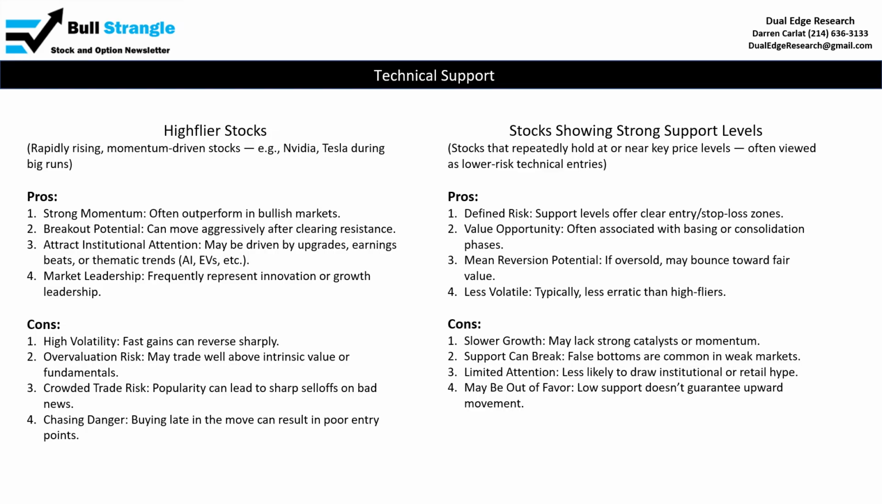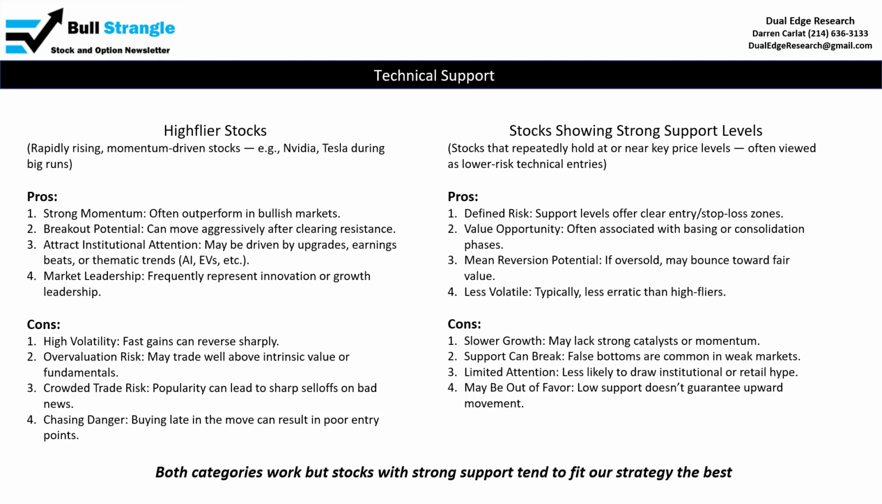Now, the cons are slower growth. They may lack a strong catalyst or momentum. The support can break, and false bottoms are common in weak markets. They do have a little bit more limited attention, and they're less likely to draw institutional or retail hype. They may be out of favor. Low support doesn't guarantee upward movement. Now, in summary, I think both categories can work with this strategy, but I have learned through experience, because I used to trade the high flyers when I first started trading this strategy, that stocks with strong supports tend to fit our strategy the best.